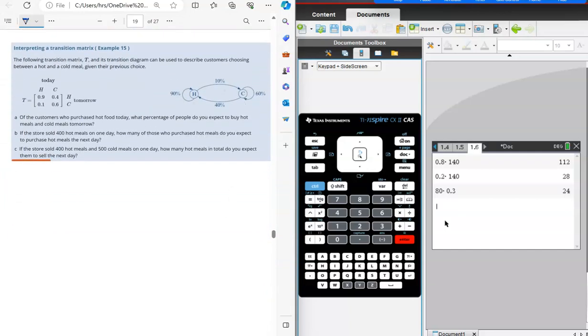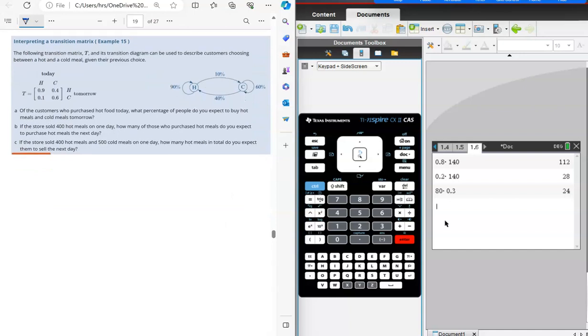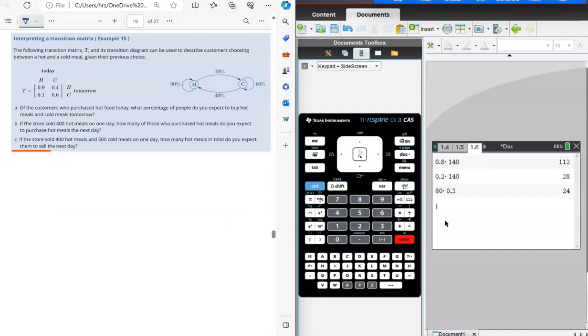So the following transition diagram could be used to describe choosing between hot and cold meals. A, for a customer who purchased hot food today, what percentage of the people would you expect to buy hot meals tomorrow? So we're just looking at this. What we want is hot to hot. What percentage is that? Yeah, so we've got 90%.